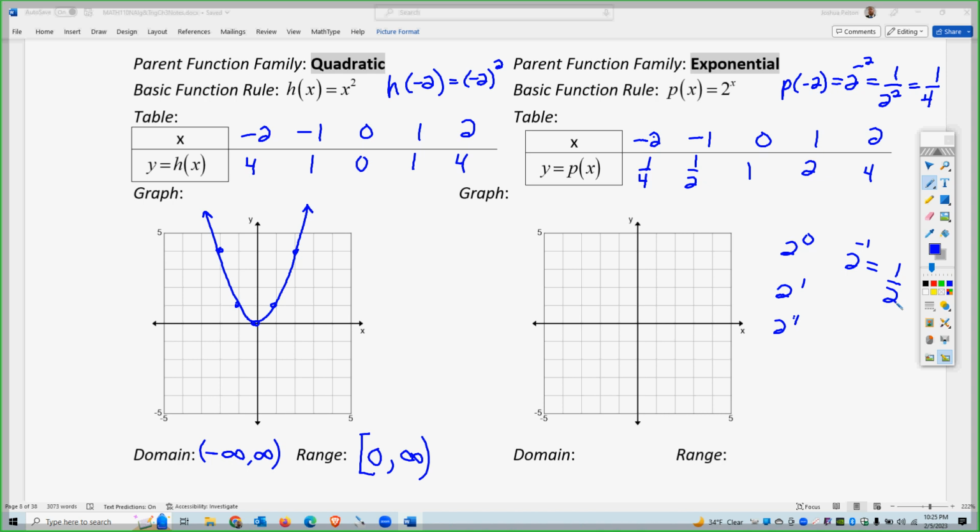So at -2, I'm at 1/4. Then I'm at 1/2. Then I'm at 1. Then I'm at 2. Then 4. So if I think back, it goes 1/2, 1/4. That's going to be 1/8 and 1/16. So this is going to be right down here on the line. It's kind of an exponential growth. And this is supposed to tail off.